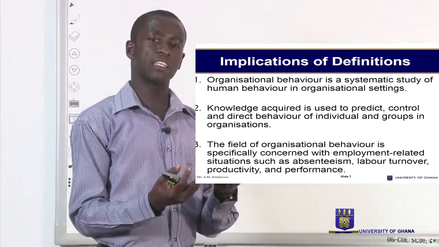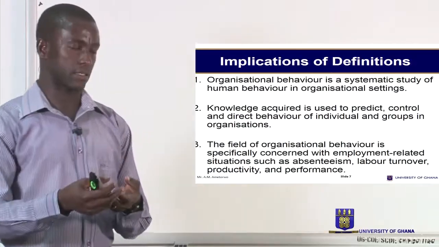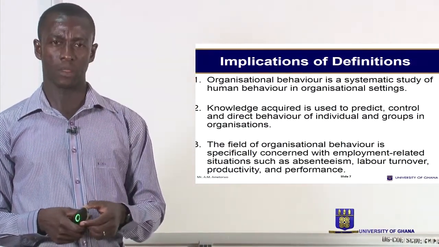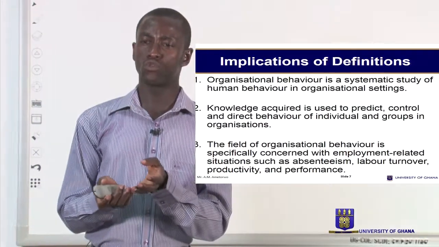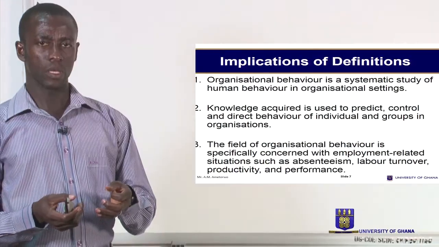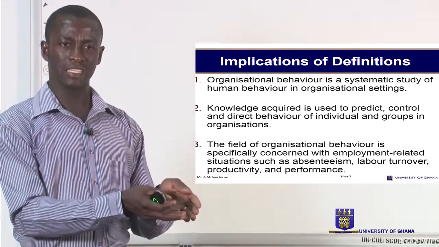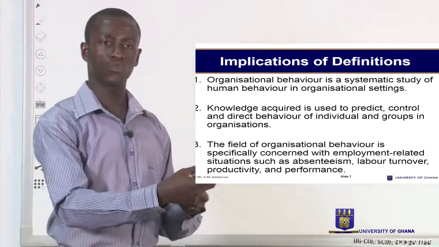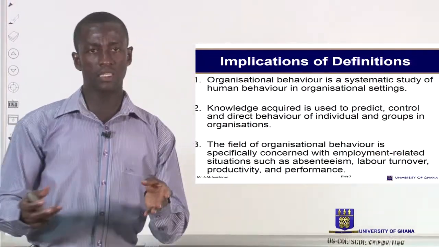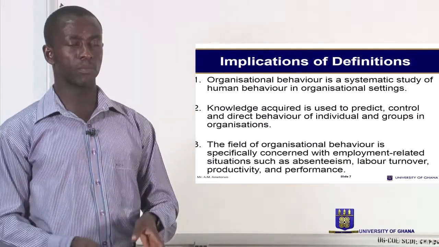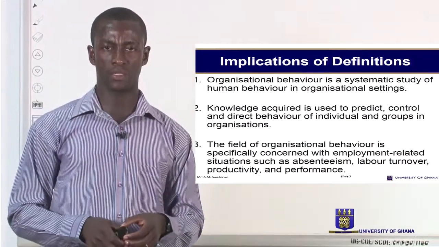Again, we say that the knowledge acquired is used to predict and then also to control behavior. Now, when we are able to study the behavior of people, looking at how they behave in a certain situation, then we'll be able to tell how others will also behave considering similar or same situations. And so we are able to predict based on certain occurrences.